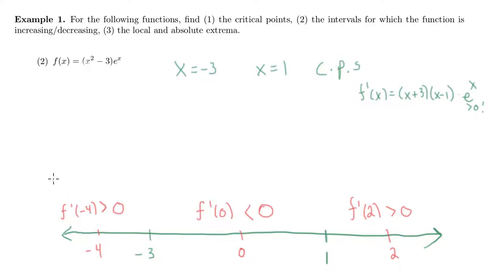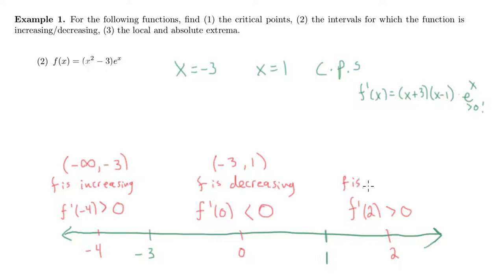So what does that mean? That means f is increasing from negative infinity to negative 3. F is decreasing from negative 3 to 1. Then f is increasing again from 1 to infinity. Okay, and same story.